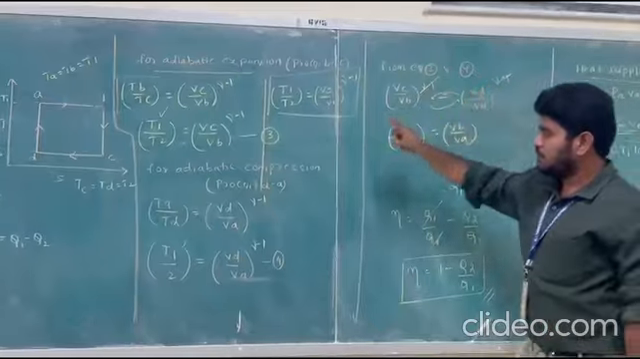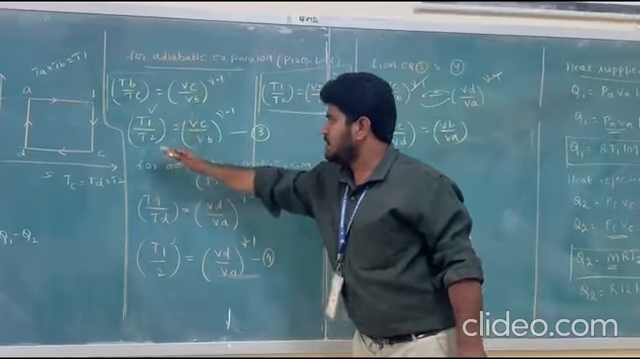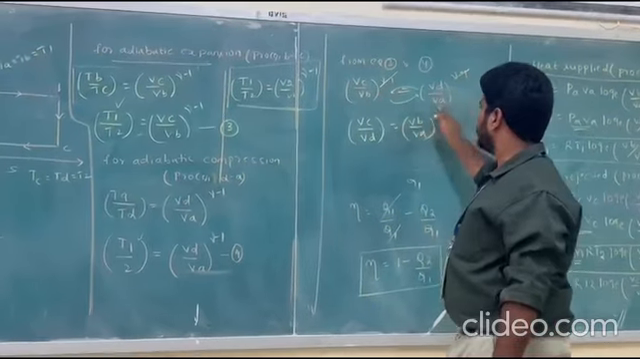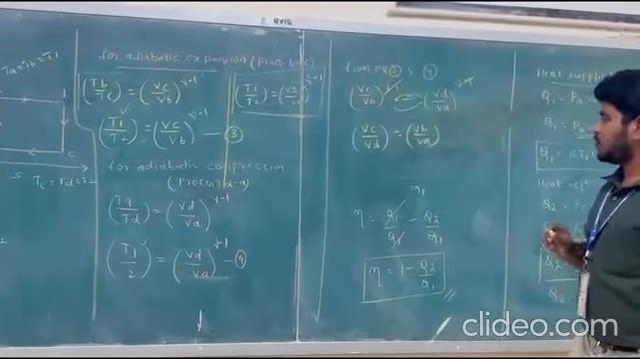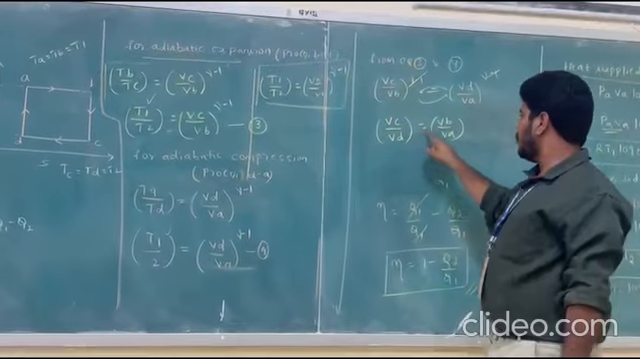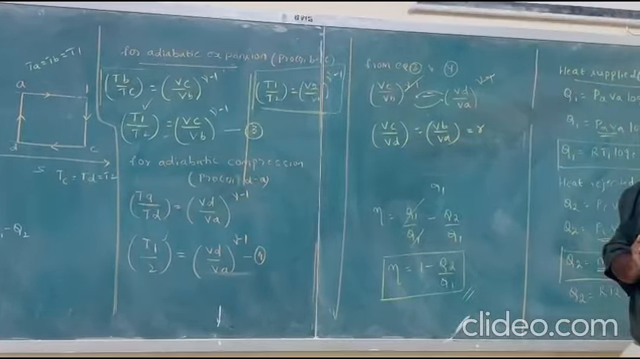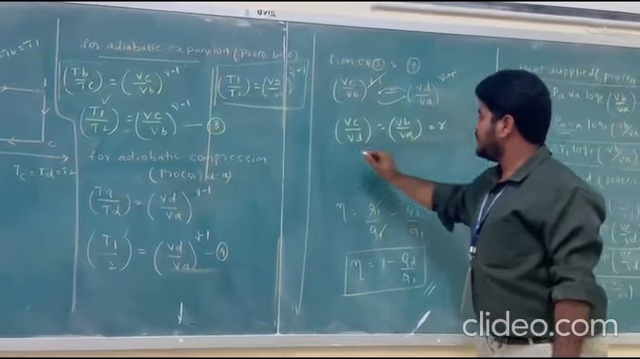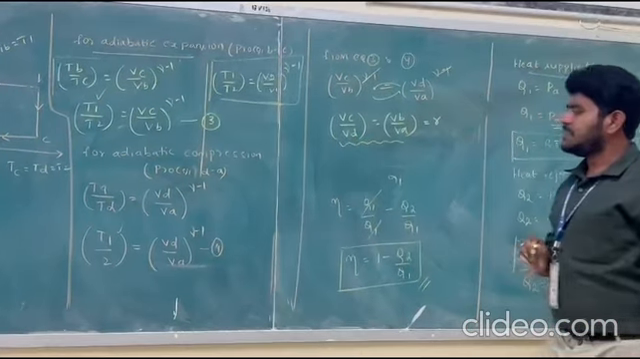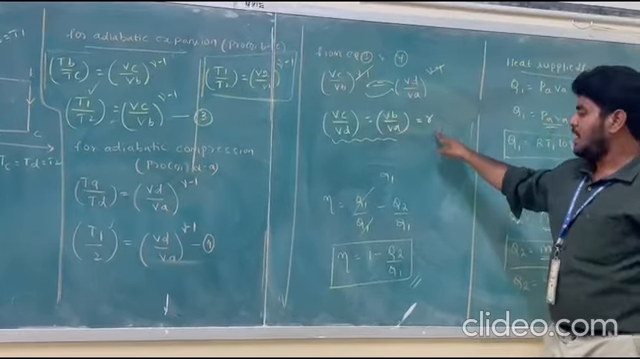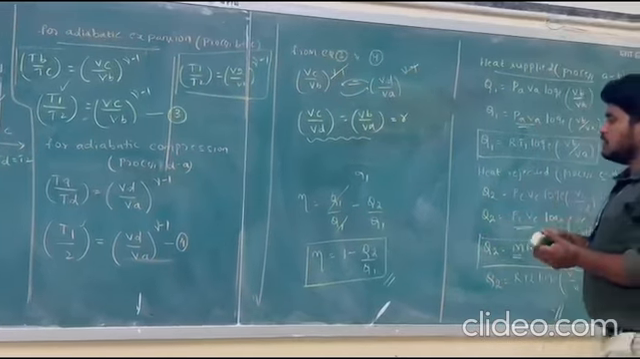From equating 3 and 4, one side is the same as the other side, so we can equate that. So VC by VB to the power of gamma minus 1 is equal to VD by VA to the power of gamma minus 1. So this VC by VD is equal to VB by VA can be written as R. So this R is taken as a compression ratio or expansion ratio. So in place of VC by VD is equal to VB by VA, we can take R. Now I'll go to the efficiency formula.